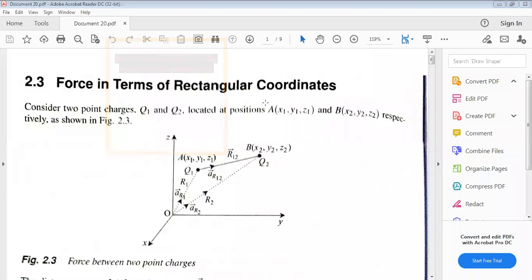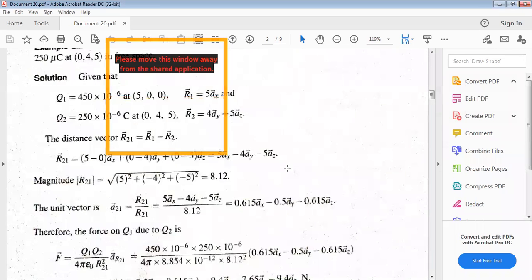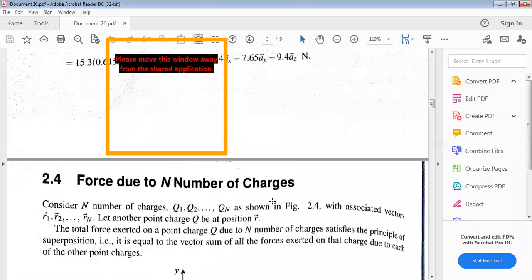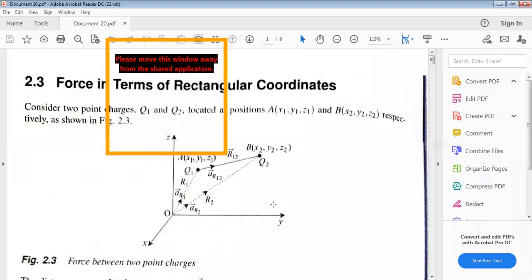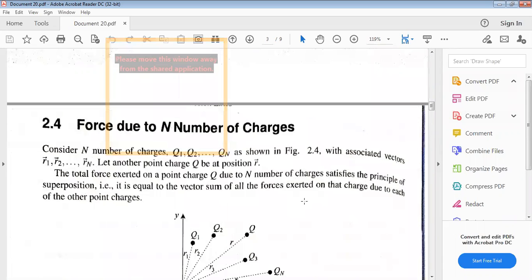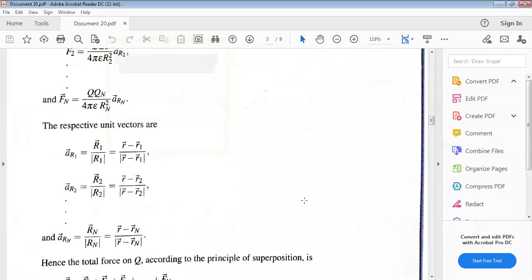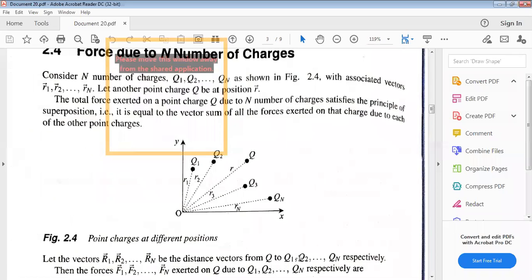See here, force in terms of rectangular coordinates. In today's topic, force in terms of rectangular coordinates, a problem on that, and force due to n number of charges. So far we have learned the resultant force due to 2 point charges, and when we considered the 2 point charges, at that time only we defined this Coulomb's law. But in case 2, when we consider n number of charges, what is the resultant force? Of course, the algebraic sum of the point to point forces.